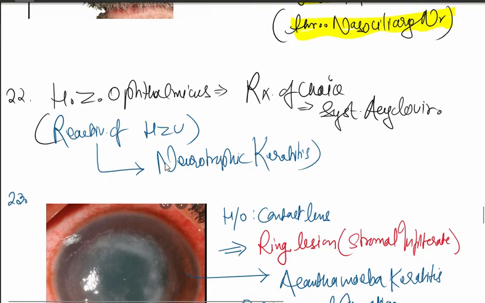Next one. Herpes zoster ophthalmicus, treatment choice is what? Systemic acyclovir. What condition is this? Reactivation of herpes zoster virus, and it may cause neurotrophic keratitis.